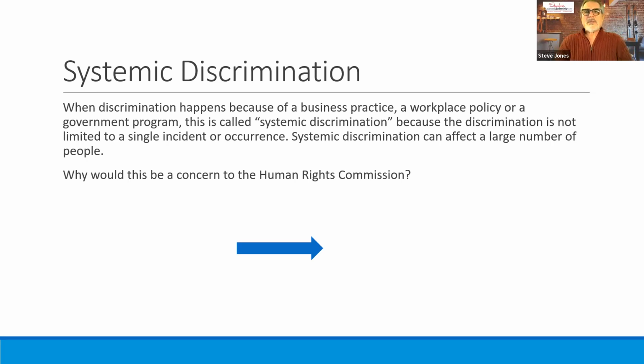So we know that some people on radio and television call it systematic. It's not systematic, it's systemic. When discrimination happens because there's a business practice or a workplace policy or a government program, something is called systemic because the discrimination is not limited to this single adverse event, but it regularly imposes this discrimination upon a specific or a large group of people.